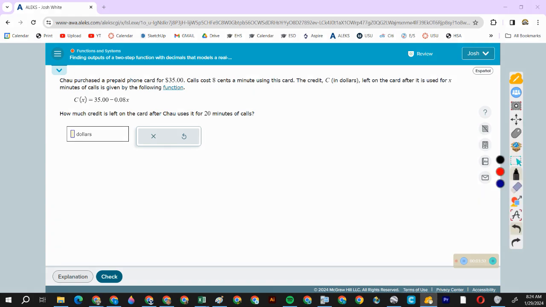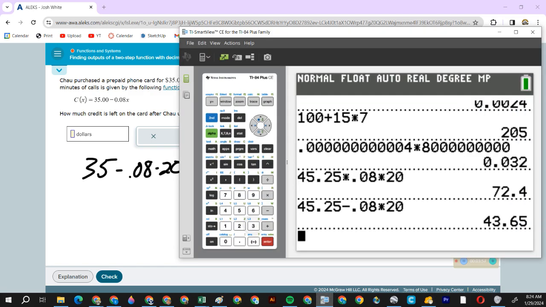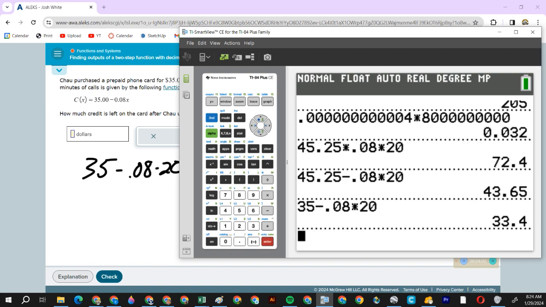So here we have a function, and the phone card costs $35. Calls cost 8 cents per minute. And how much money is going to be on the card after 20 minutes of calls? So 35 minus 0.08 times 20, $33.40.